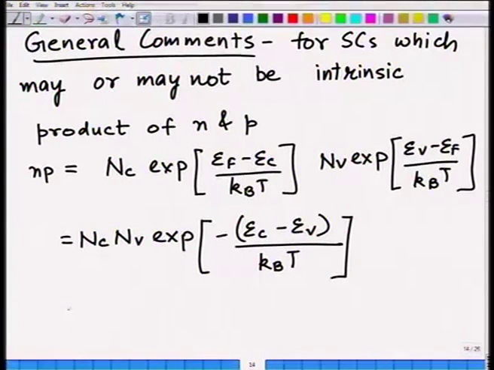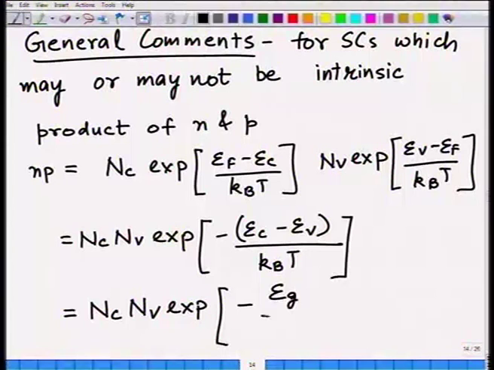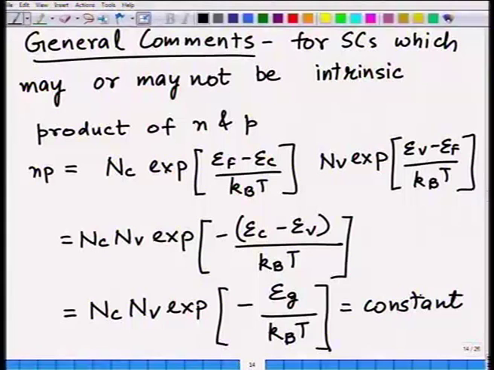So, what do we have? We have this as NcNv e to the power minus Eg by kBT. Notice that this is a constant. Why? Nc is a material property, Nv is a material property.